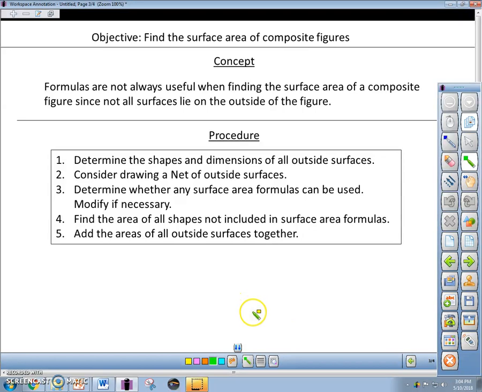Because in composite solids, all of the surfaces are not on the outside, and we want to find the area of only the surfaces that are on the outside of the figure, we often look at drawing a net or just breaking it down into the basic shapes of the outside surfaces. So the triangles, the circles, the rectangles that are on the outside surfaces, and find the areas of each of those and then add the areas together at the end.